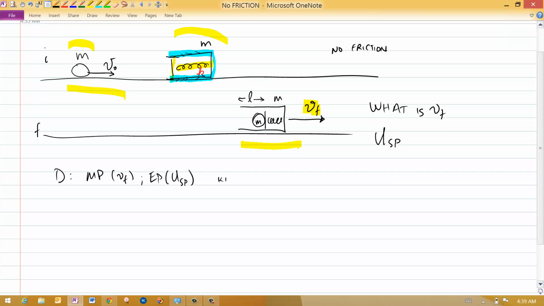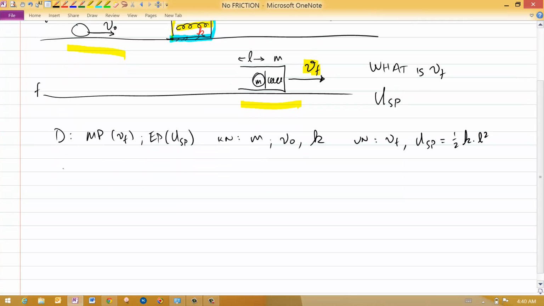What do I know? The knowns. I know the mass of each object. I know what V0 is. And I know what the spring constant is. The unknowns are V final and U spring. The spring will be compressed by a distance L in the final state. This whole thing is moving forward. It's not at rest. It's still sliding on a friction-free surface. So that U spring, I could equally well write as 1/2 K times L squared. So from the amount at which the spring is compressed, I can tell you what that energy is. So I've got two ideas, two unknowns, and I want to know both of them. So I'm going to have a well-formed solution here.